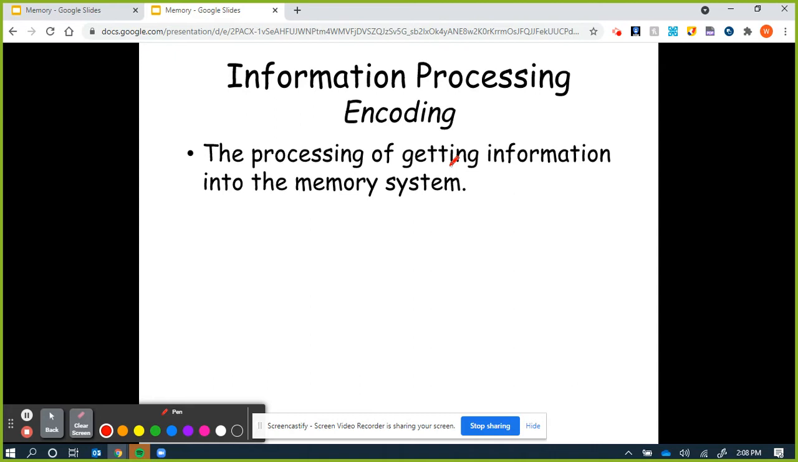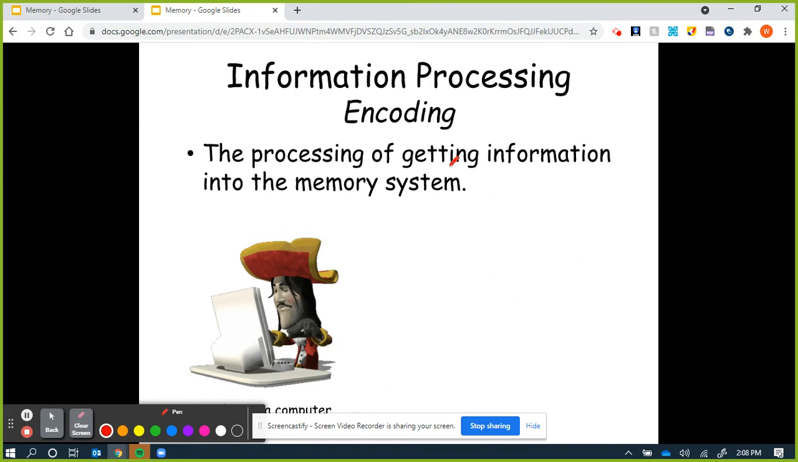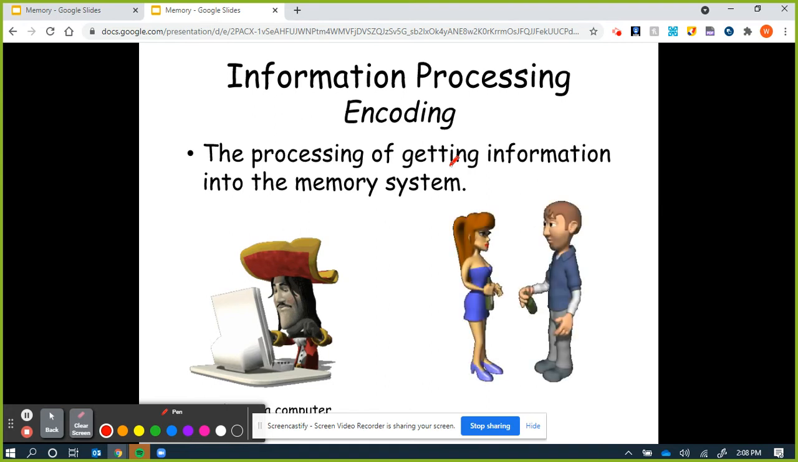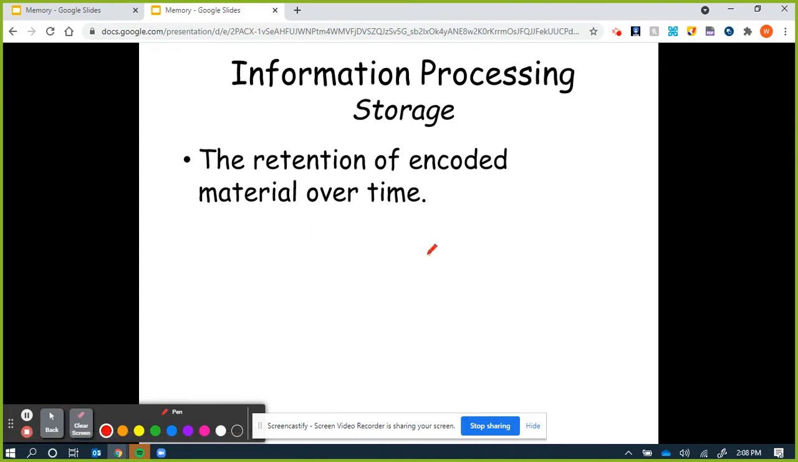The information processing model has 3 different steps to it. Getting information into the memory system is called encoding. We'll talk more later about different ways that we encode information, but just the process of getting it in there is encoding. It's like if you have a Word document open and you're typing something in there, you're encoding that information into the Word document.